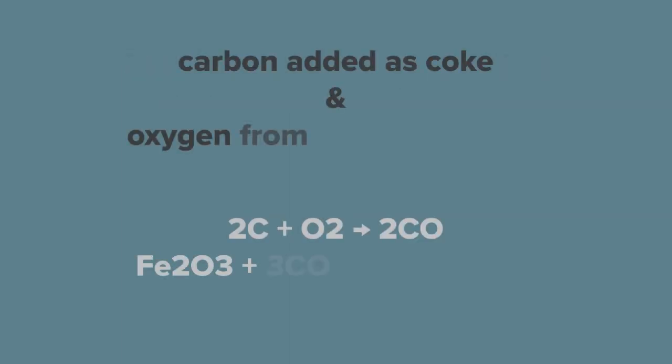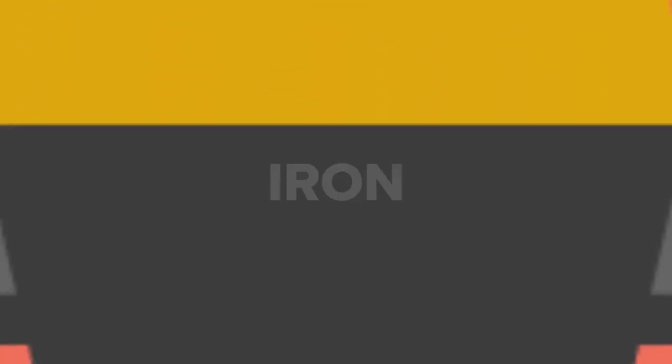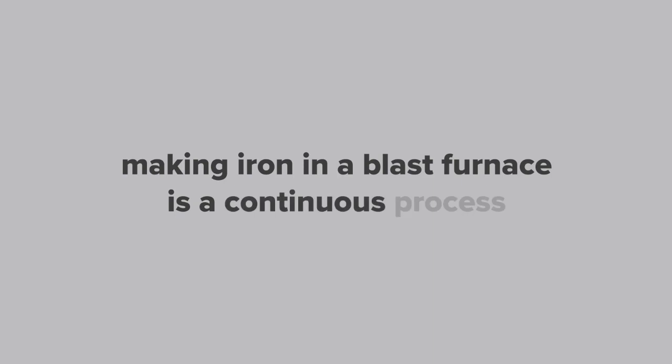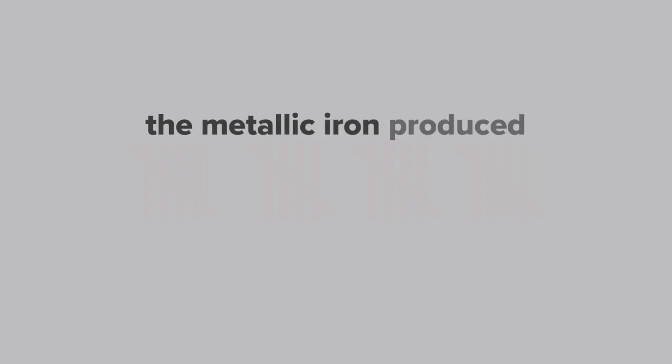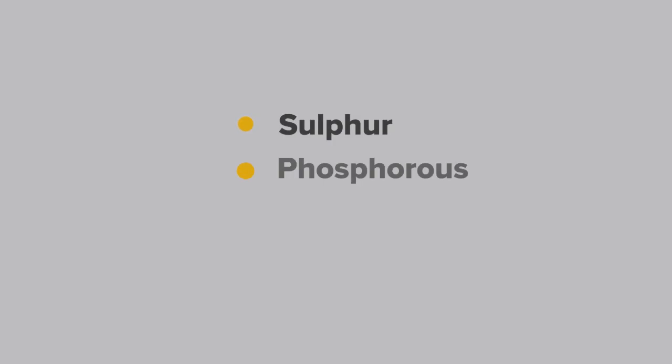Carbon added as coke and oxygen from the hot air blast turn the iron oxide into molten iron and carbon dioxide. The lime combines with the impurities to form a liquid called slag, which floats on the iron. The liquid iron collects in the bottom of the blast furnace, where it is drawn off, and the slag is skimmed off and used in other industries, like cement manufacture. Making iron in a blast furnace is a continuous process, and they often run for many years at a time. The metallic iron produced in a blast furnace contains substantial amounts of impurities such as sulfur, phosphorus, and silicon. These impurities make the iron virtually useless without further processing.